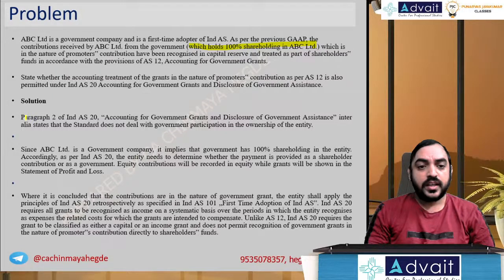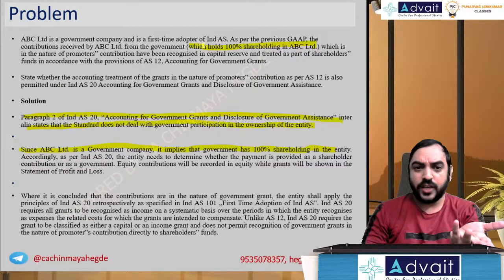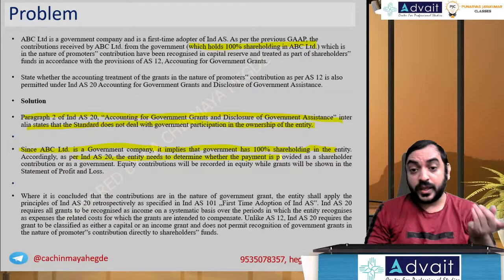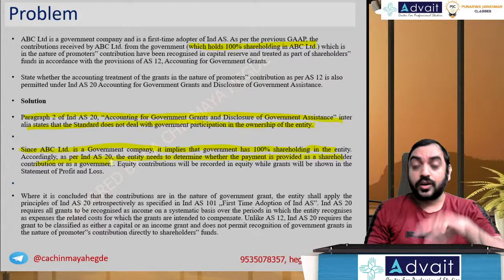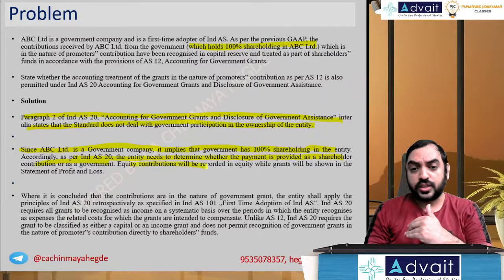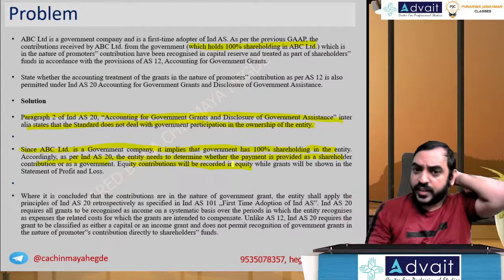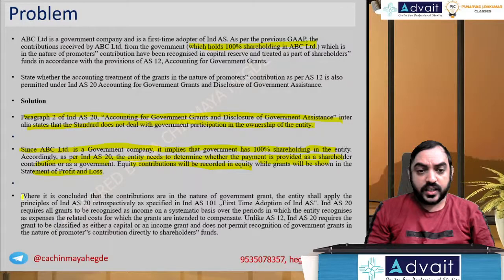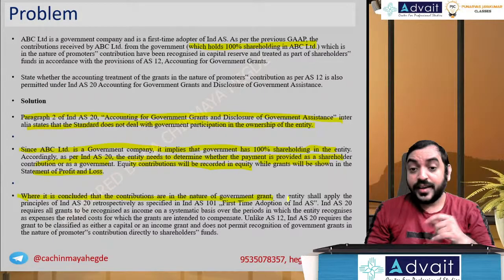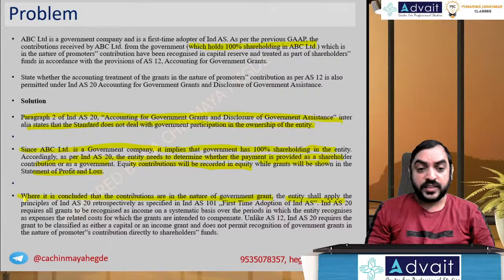Paragraph 2 of Ind AS 20 states that the standard does not deal with government participation in the ownership of an entity. Since ABC Limited is a government entity, it implies the government has 100% shareholding. Accordingly, under Ind AS 20 the entity needs to determine whether the payment is provided as a shareholder or as a government. If as a shareholder, the equity contribution will be recorded in equity, that is, share capital. But a grant will be shown in the statement of profit and loss. Where it is concluded that it is in the nature of a government grant, the entity shall apply the principles of Ind AS 20 retrospectively as specified in Ind AS 101.